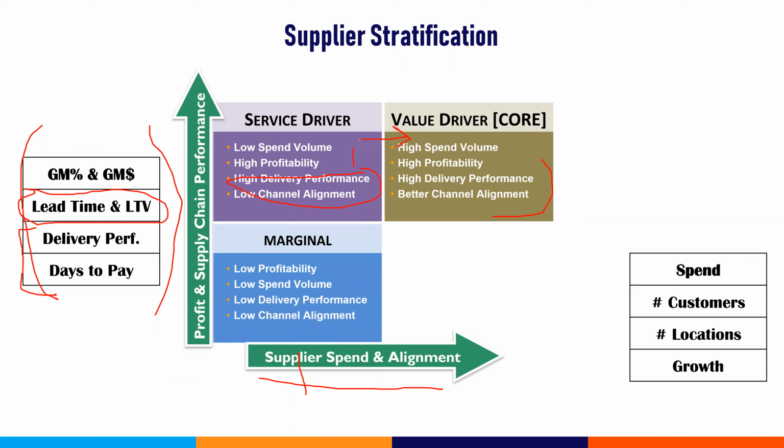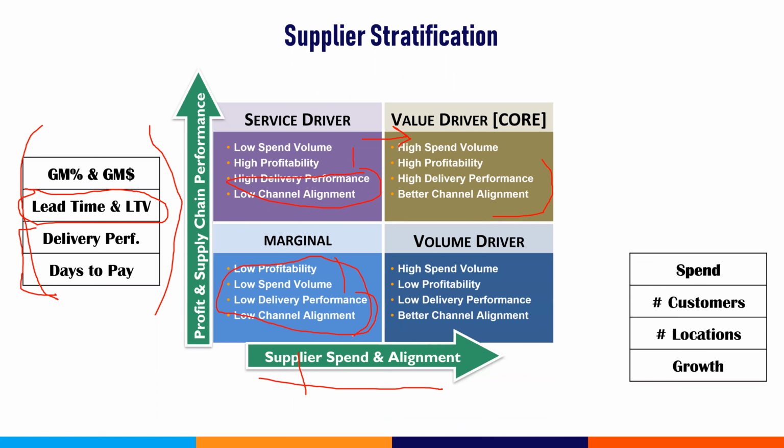The third category is the marginal supplier. These are your transactional suppliers: low volume, low profitability, and low delivery performance. These are not your core product categories, but you want to know how it is happening here so that you can gain better performance from them by communicating it.